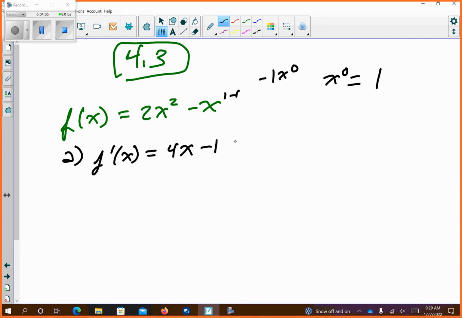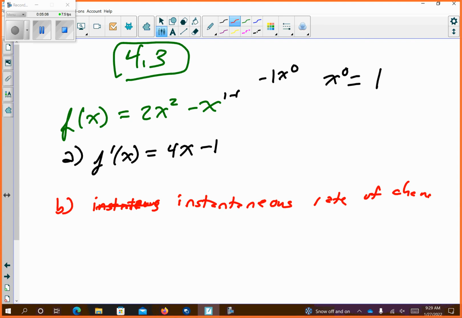All right, so that's the answer to A. Then they want us to find the instantaneous rate of change of f of x at x equals -1.